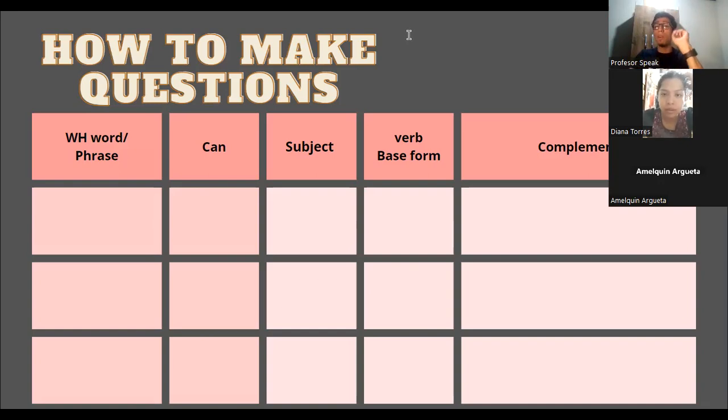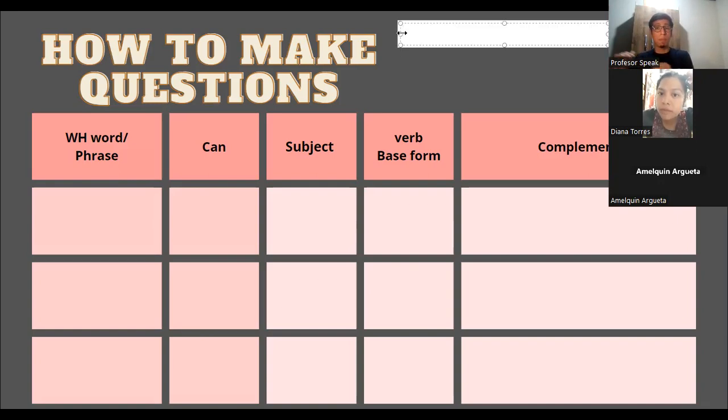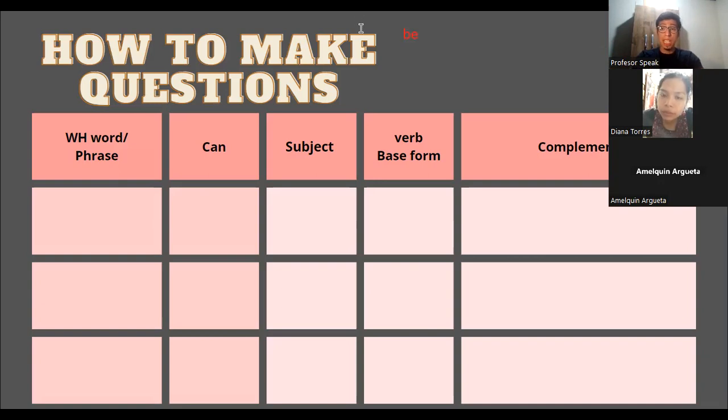Am is only for I. Is for he, she, it. So the base form cannot be is, am, or are. The base form is be. Be, that is the base form. So if we use the verb to be in this structure, we are going to use be. Never am, never is, never are, okay? So we are going to have a lot of practice today. We are going to start with a closed question.